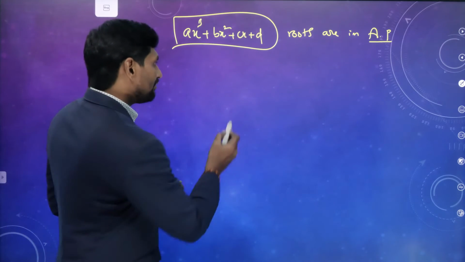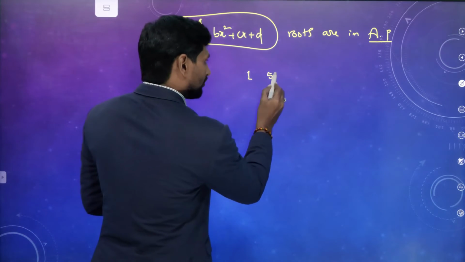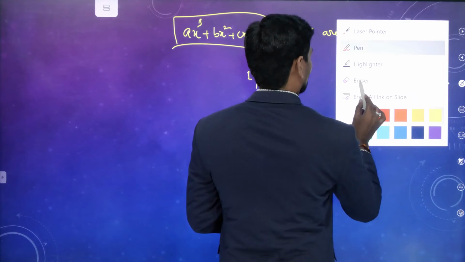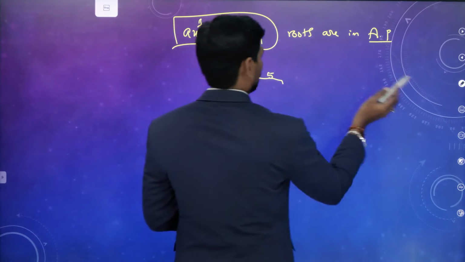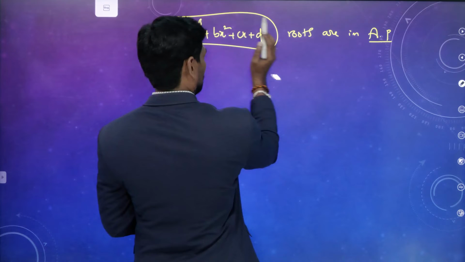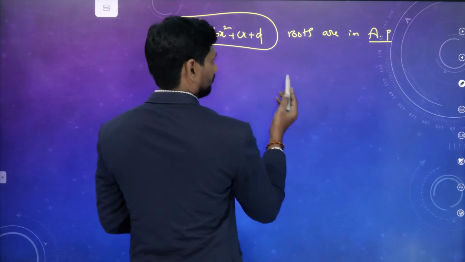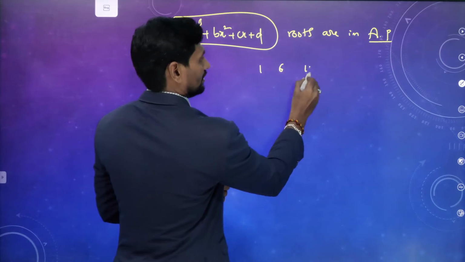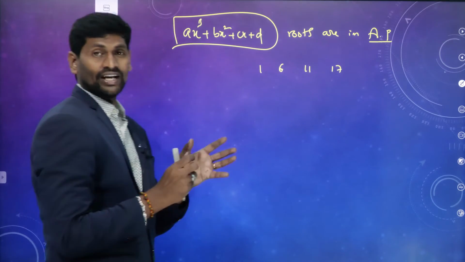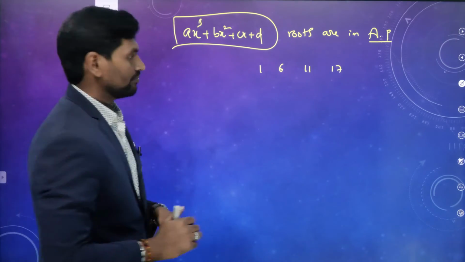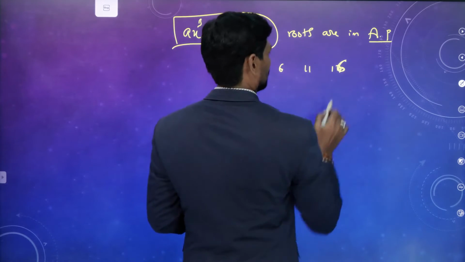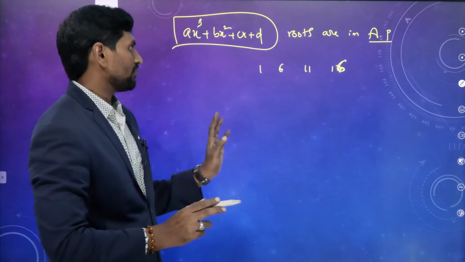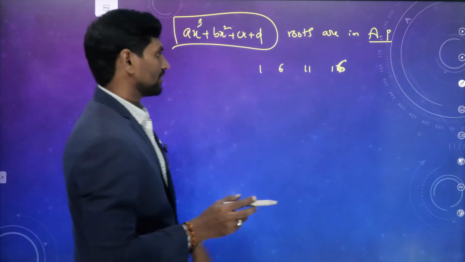If you add some fixed number to a term, the next term will come. Means the first term is 1. I am adding fixed number 5. 1 plus 5, 6. 6 plus 5, 11. Next, 16, like that. That means I am adding a fixed number, 5. So that's why each and every term is forming. That is called arithmetic progression, fixed number. Okay?